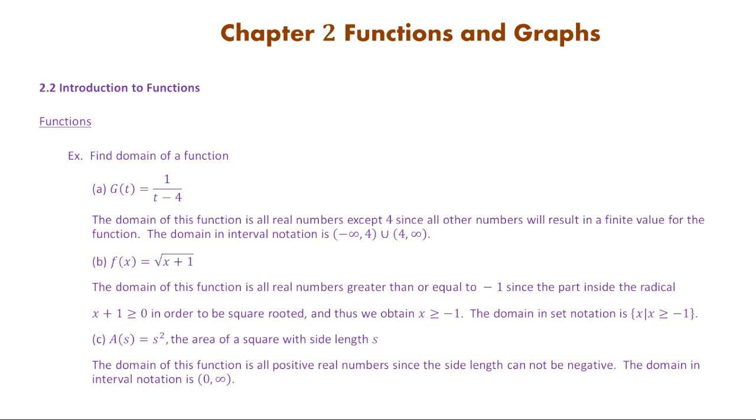Like in the first example, g of t equals 1 over t minus 4. What are the values of t? So t is the independent variable here instead of x, by the way. What exactly are the values of t that we can use in this function that make sense for the function itself? It turns out the only value we cannot plug in for t is t equal to 4. So all real numbers can be plugged in for t except 4. So that's the domain. The domain of the function is all real numbers except 4.